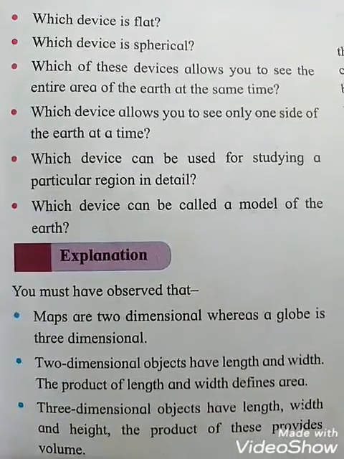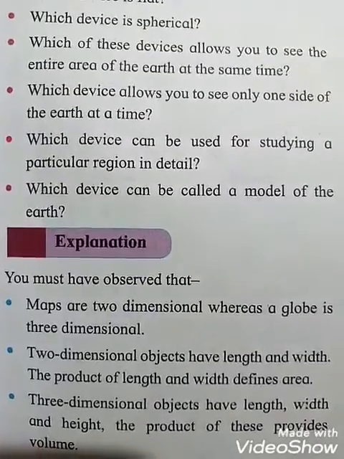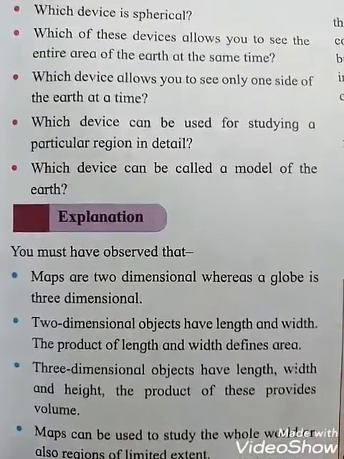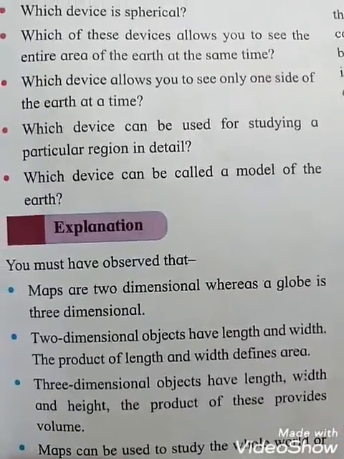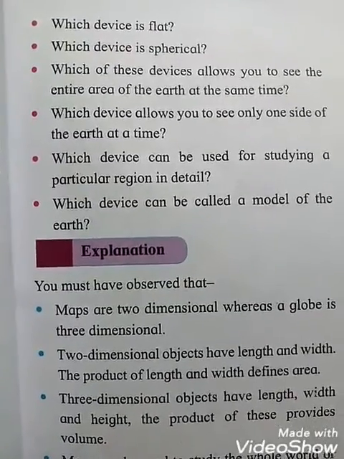Next question, which device can be called a model of the earth? Your answer is a globe can be called a model of the earth. And you all know that a globe is a miniature model of the earth. So this way there are some questions, and we have already discussed them here.